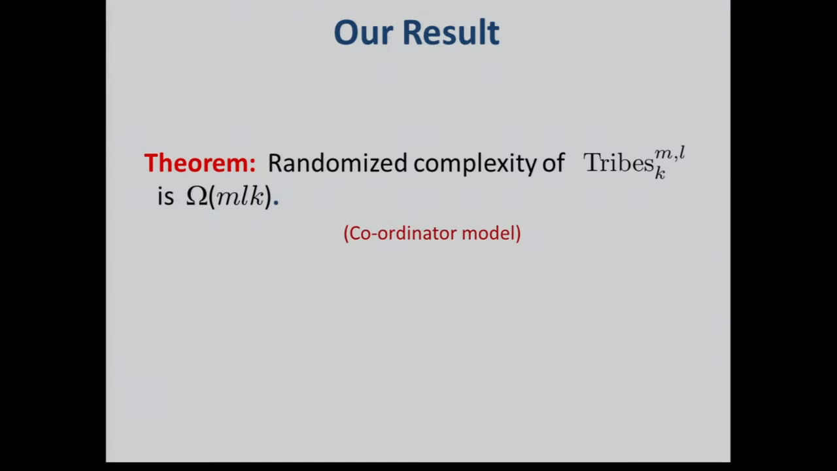So our main result is to show that tribes remains very hard. The randomized naive protocol essentially is the best protocol. The randomized complexity of tribes is m times L, which is n, so it's nk, in the coordinator model.